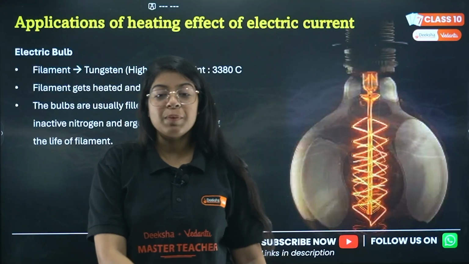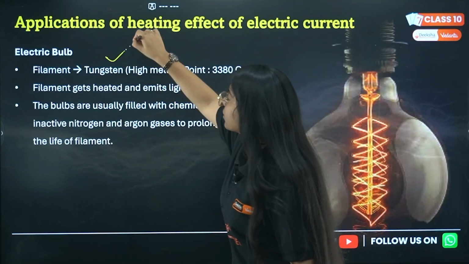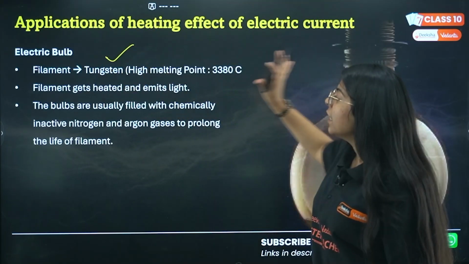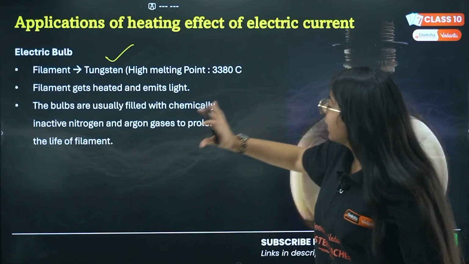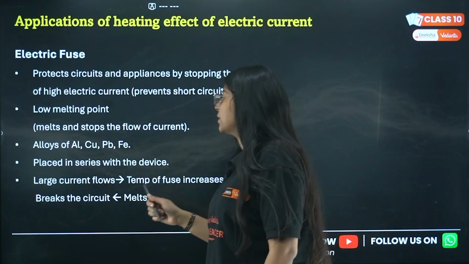Next is applications of heating effect of electric current. Simply, in a bulb we use a tungsten filament, and the filament gets heated and emits light. The bulbs are usually filled with chemically inactive gas such as argon gas to prolong the life of the filament.